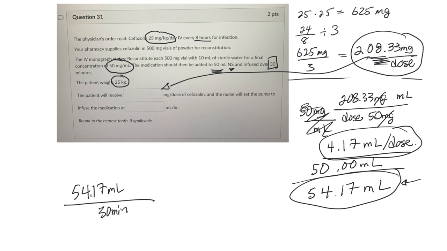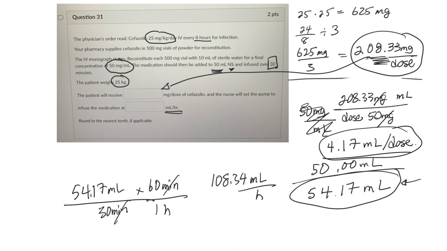But they want the rate to be milliliters per hour. So let's go, 60 minutes is 1 hour. So that'd be 108.34 about milliliters per hour. Is that crazy? 100 milliliters? That's not that much, I don't think.